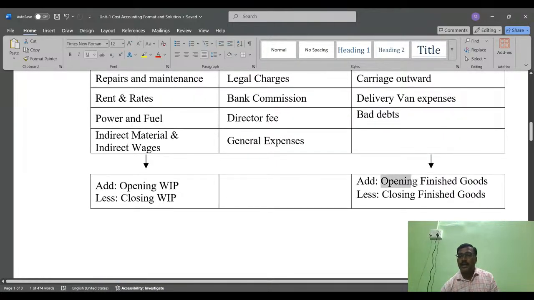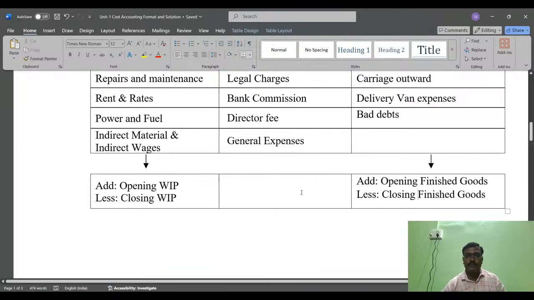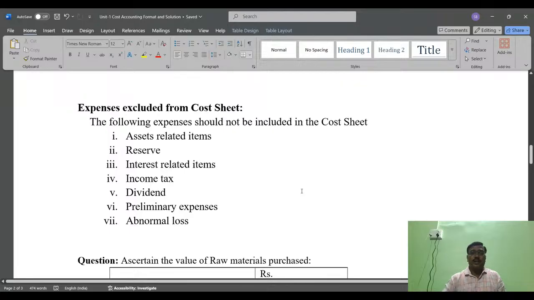From that, we have to add opening finished goods and less closing finished goods. So we have a stock of three items: raw material, work in progress, and finished goods. Raw material is used in direct material, work in progress is used in factory overhead, finished goods is used in selling and distribution overhead. Always take the opening stock to be added and deduct the closing stock at the end. Okay. Whereas in a cost sheet, the following expenses will not be included.